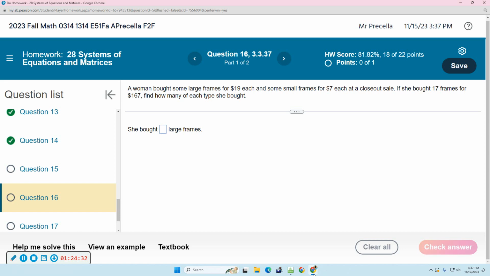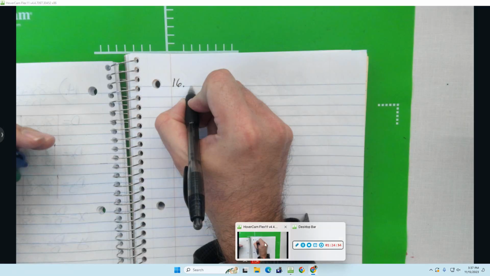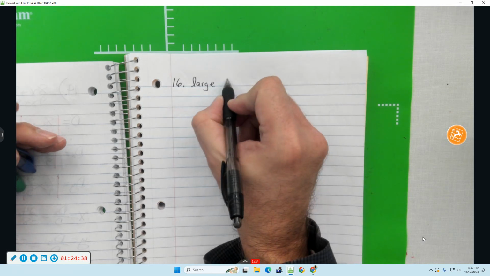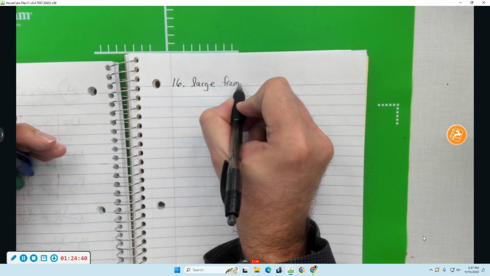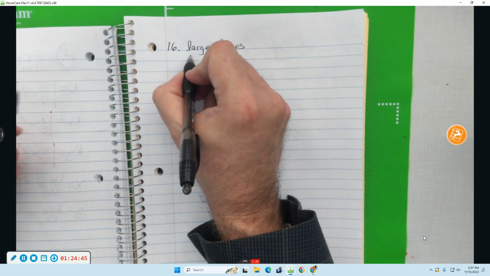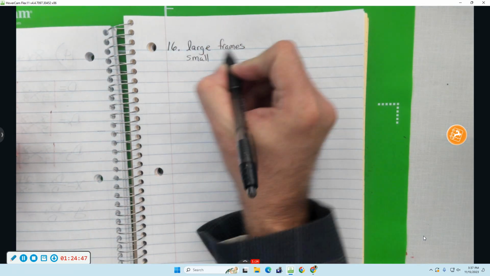I'm going to start summarizing this stuff like this. I'm going to first write out what we are trying to find. We want to know how many large frames she bought, and how many small frames.